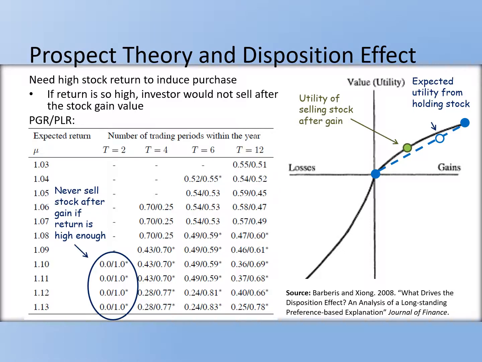Now, when the number of trading periods is low, the numbers shown here are percentage gain realized and percentage loss realized. The percentage gain realized is actually 0 if the number of trading periods is low, because, as I said, if the return is so high, the rational thing to do is actually not to sell.